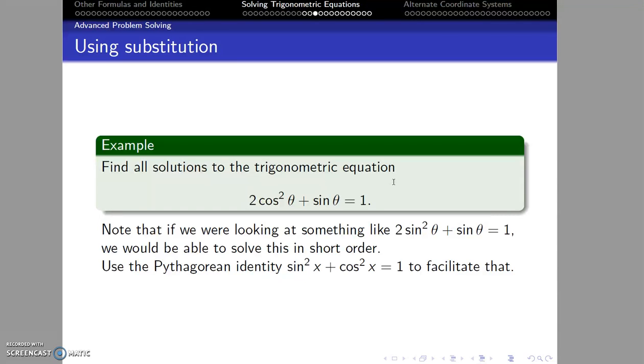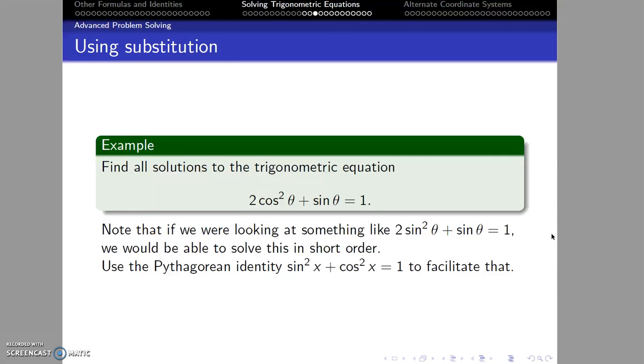Next idea. If you do have to use substitution, or you have to use some identity, use the nicest ones you can. Or in other words, they're all nice. Use the ones you are most comfortable using. So for instance, suppose I wanted to solve the equation 2 cosine squared theta plus sine of theta equal to 1. Well, remember, if I had something like this, 2 sine squared theta plus sine theta equal to 1, that's something we could probably handle.